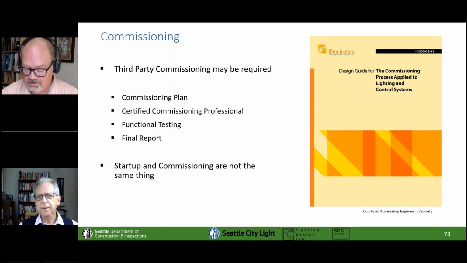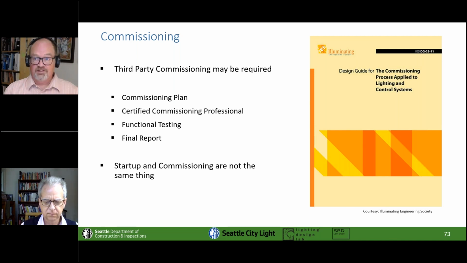As part of this, hopefully it doesn't come as a surprise to people that commissioning is finally starting to be required more and more from a lighting standpoint. It's been required in California for a time now. It's been required here in Washington too for a time, but it hasn't really been as uniformly enforced as perhaps it might be.